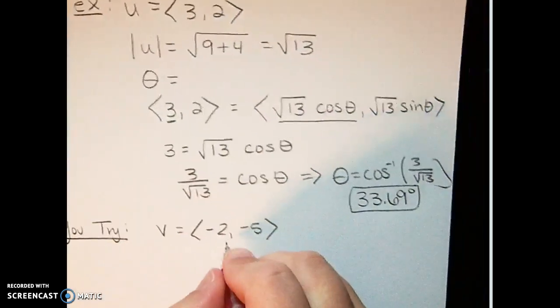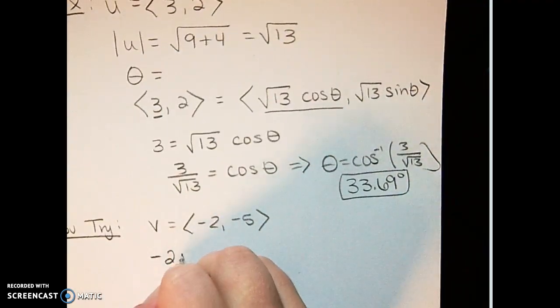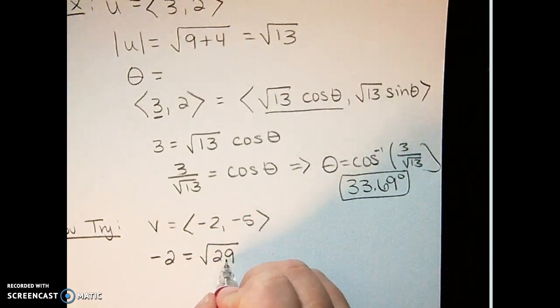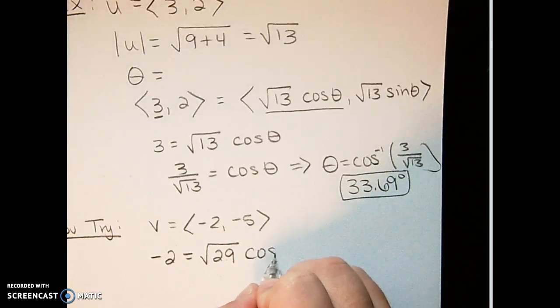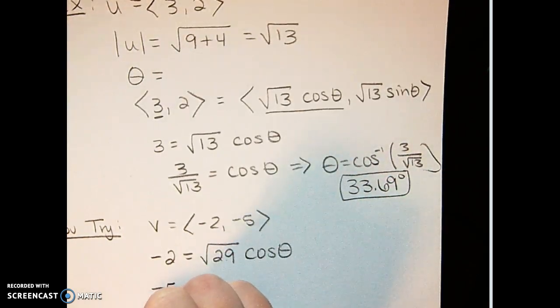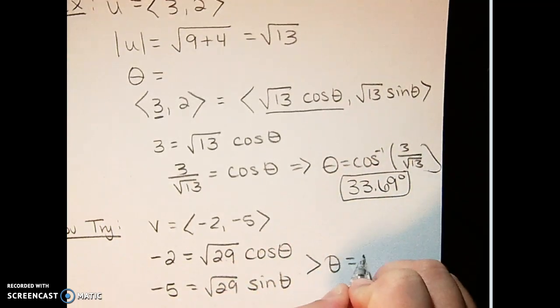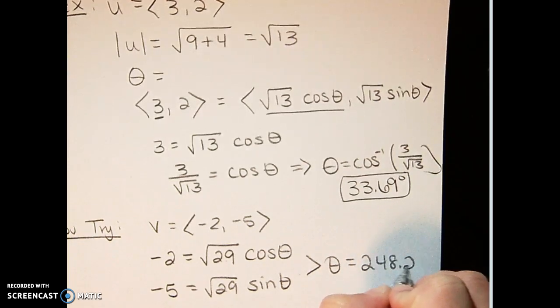So here you can say -2 equals the square root of 29, which is your magnitude, cosine of theta, or you could use -5 is the square root of 29 sine theta. Either way, theta is 248.2 degrees.